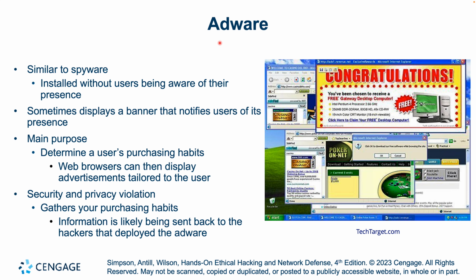The second thing here we have is adware. This is similar to spyware, by the way. It's installed without user being aware of its presence. Adware means advertising supported software. It's a type of software that displays advertisement, as you see here on the screen, to users, often in an intrusive or unwanted manner. Adware is primarily designed to generate revenue for its creators by delivering advertisement and collecting user data for targeted advertising purposes.